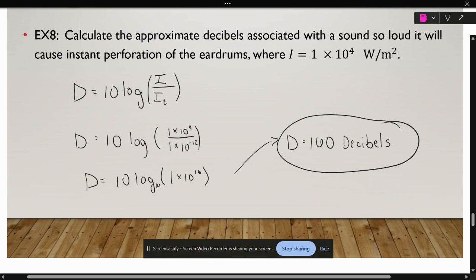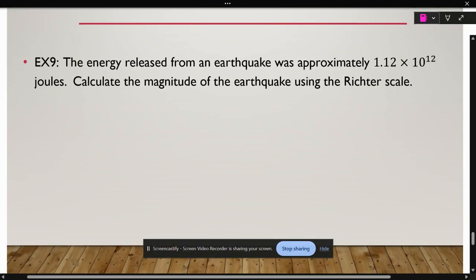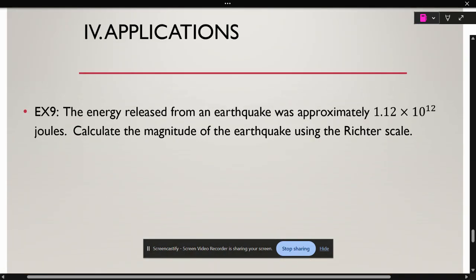Right. Moving to example number 9. This again deals with a lot of the information that was given before, so I'm going to write it out here. The energy released from an earthquake was approximately 1.12 times 10 to the 12th joules. Calculate the magnitude of the earthquake using the Richter scale. Magnitude in the previous sample was 2/3 log E over E of 0. And then in the previous, they also gave you E of 0.